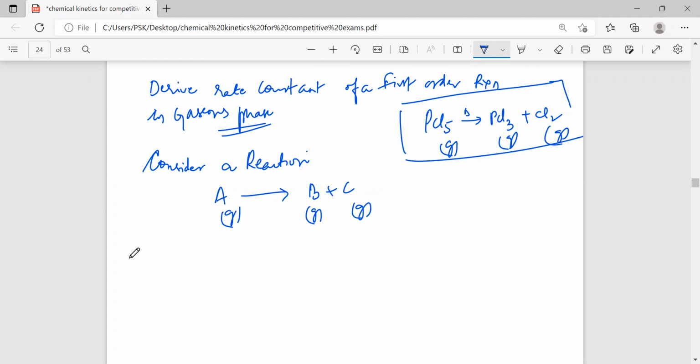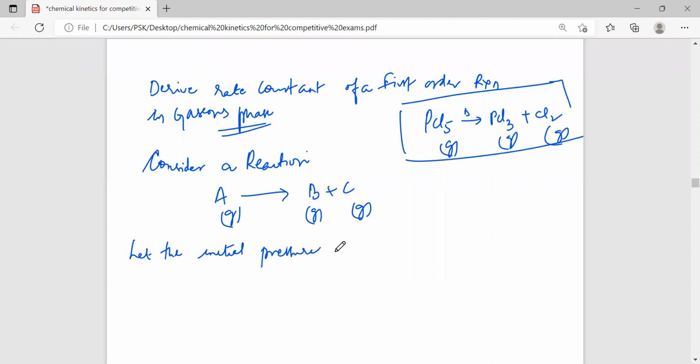Now we will mark, let the initial pressure be Pi. Pi is the initial pressure of the reactant. And we'll mark, let X be the decrease in pressure of the reactant.